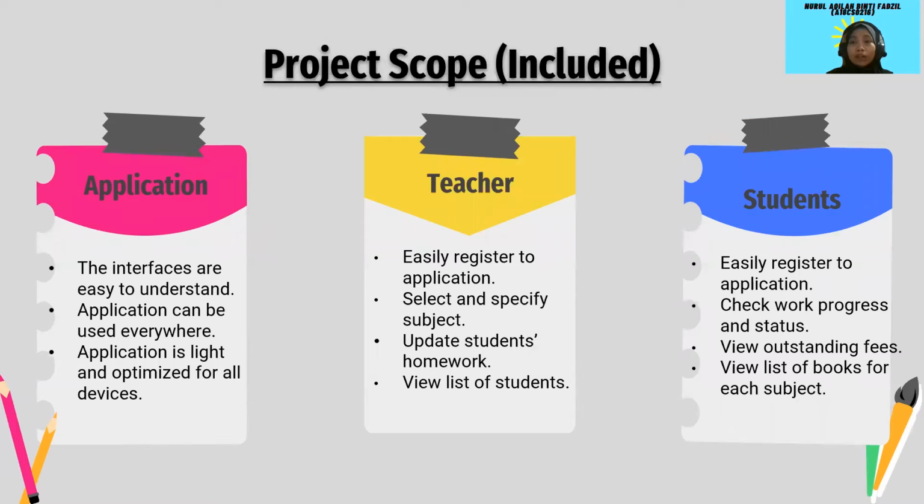For our mobile application, we will include an interface that is easy for users to understand, and the application can be used everywhere, and it is also light and optimized for all devices. For teachers, they can easily register to the application, select and specify subjects, update students' homework, and also view the list of students. For the students, they can also register to the application, check their homework progress, and view outstanding fees. And lastly, view the list of books for each subject.